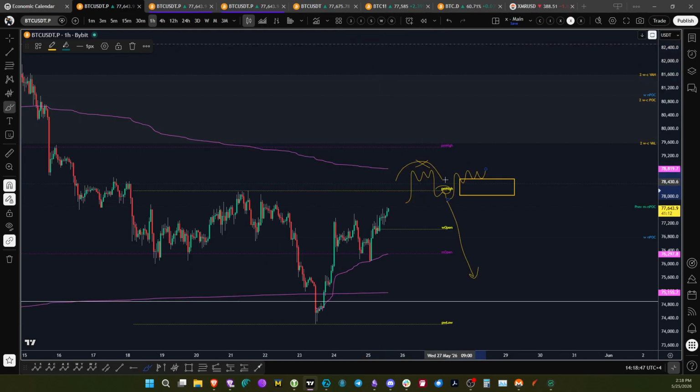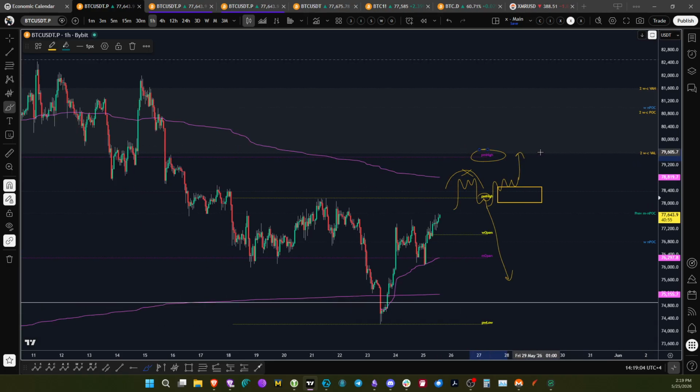If we close above this, so if we push up and the higher time frames close above the level here, or we can even judge with the previous week high, then I'll assume that the draw on liquidity is towards the previous month high, which is also the 2 weeks composite value area low, and the next resistance is the weekly naked point of control and the 2 weeks composite value area high. That's basically it for the idea.